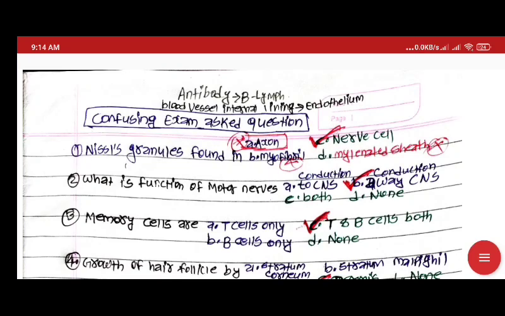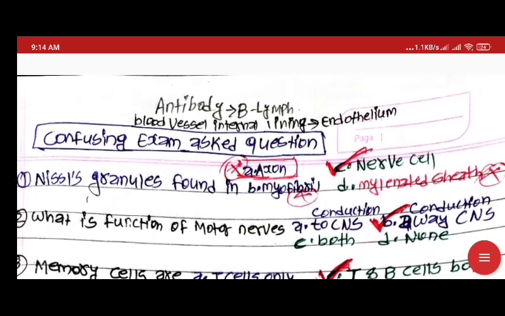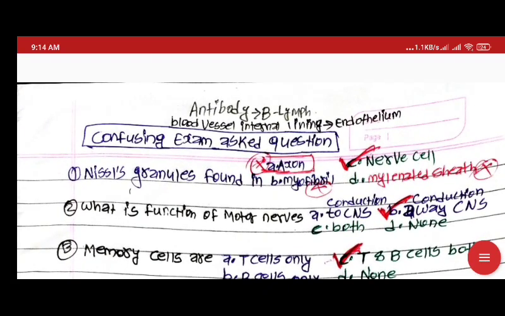After reading and revising and doing some questions from animal tissue, we now have confusing questions asked in exams and different model tests that you should read. Here, first, antibody. Antibody is made from what? B lymphocyte. Blood vessel internal lining is called what? Endothelium. This is also an asked question.